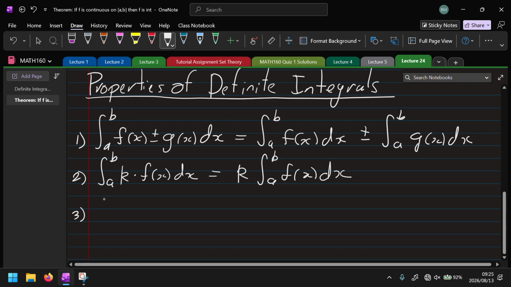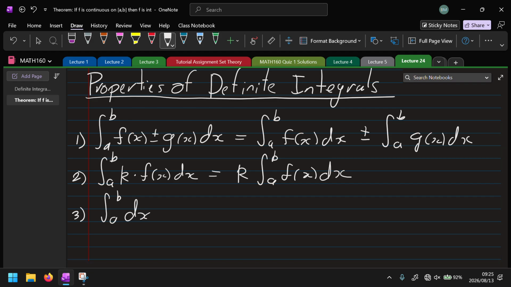Okay, number 3, the integral from a to b dx. Again, this is just a symbol, but what this means is that the function, the integrand, is 1. But 1 times something, we usually drop the 1. So this just means the integral of 1, but most of the times we don't write the 1. So this is the integral from a to b of 1 dx. But again, we usually just drop the 1 there.